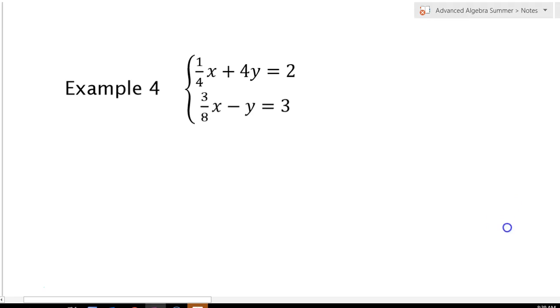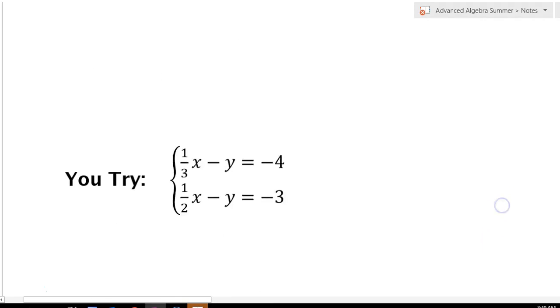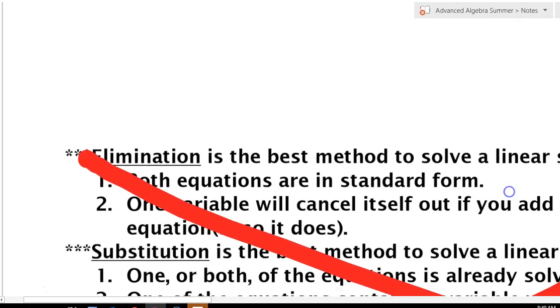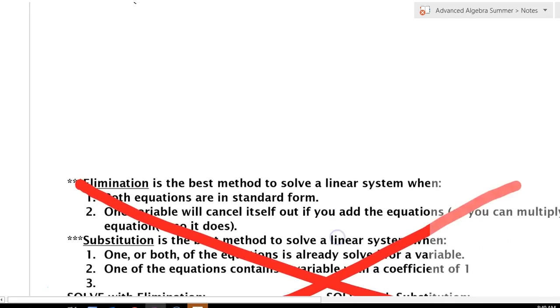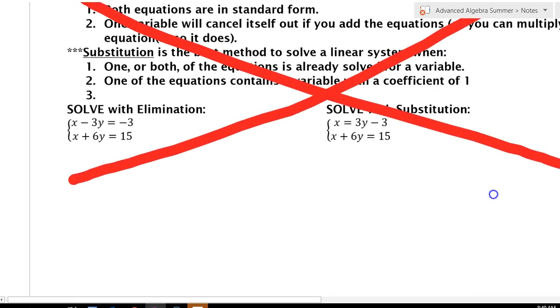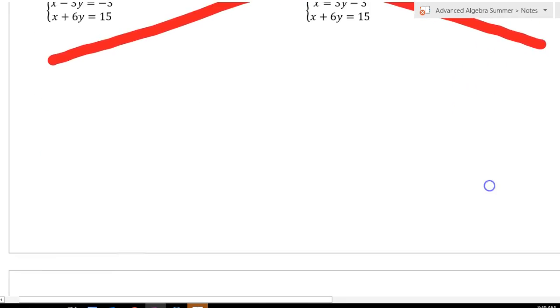I'm going to go ahead and skip over these. Move past this. We already solved with elimination.